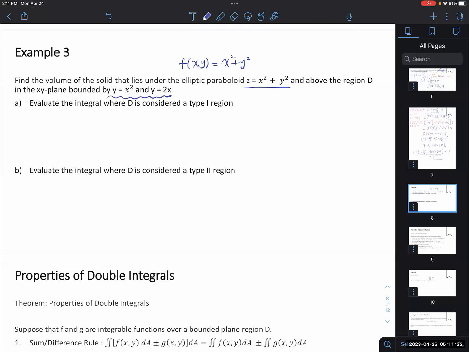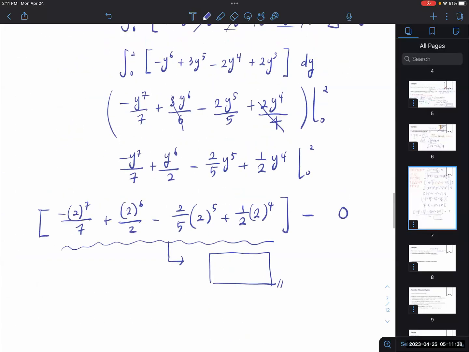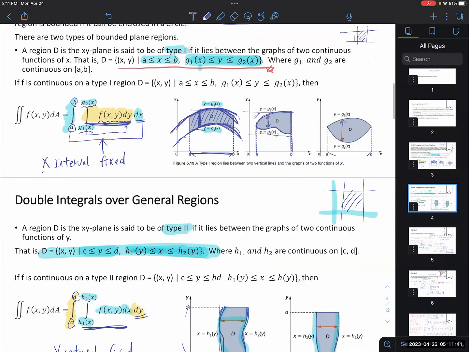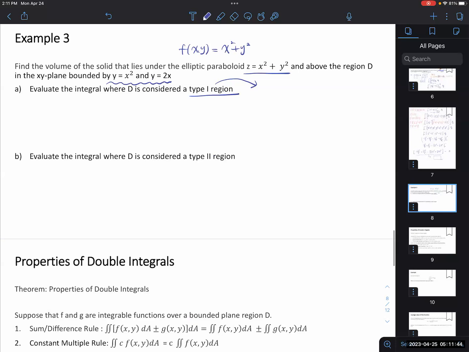But step 1, part A, they want you to find the type 1. That means type 1 has a fixed x interval. So we have to find the fixed x interval. In order to find the x interval, this is the only information that I have, and it's good news: y equal to x squared, y equal to 2x. If you find the intersection points by solving for x, that's going to be your interval for the x-axis. Does it make sense?